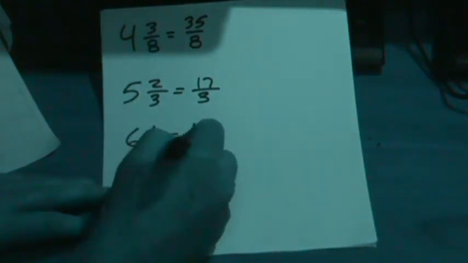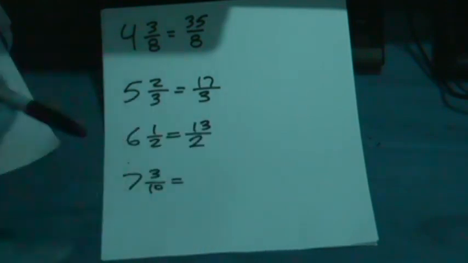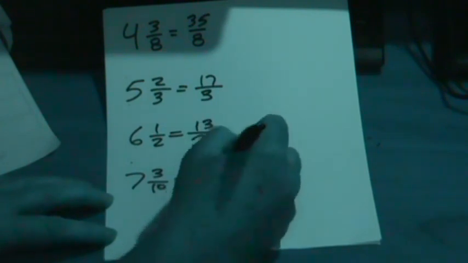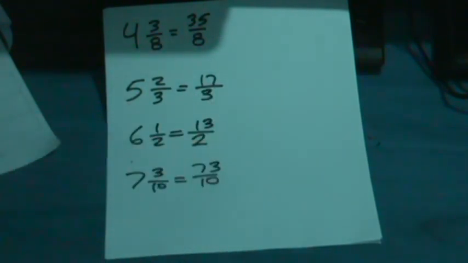Let's do the very last one. 7 3/10. Think about what we're going to do. You know the denominator will stay the same. Multiply the denominator and the whole number, add on the numerator. Go for it. Pause. So we have 10 times 7, 10, 20, 30, 40, 50, 60, 70, plus 3, 71, 72, 73, and we have 73 tenths. And there we have it.